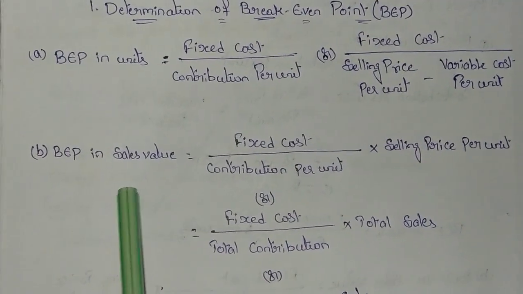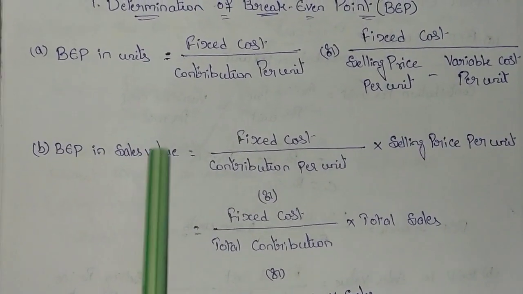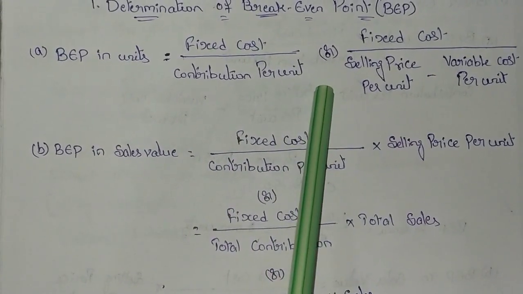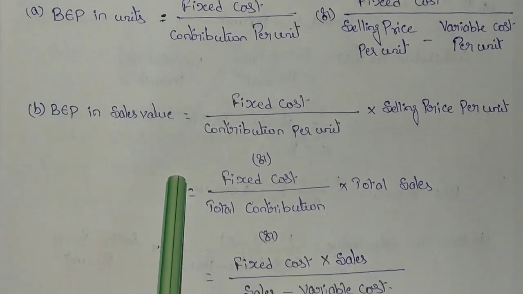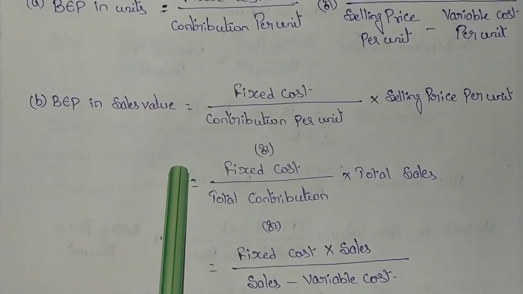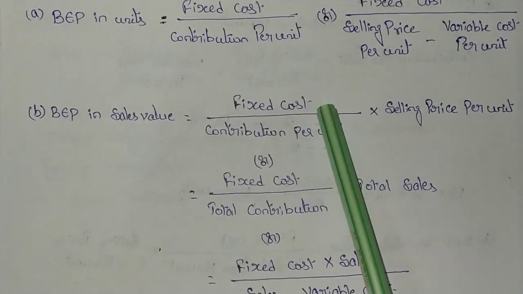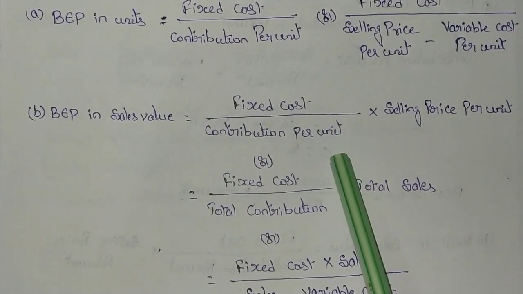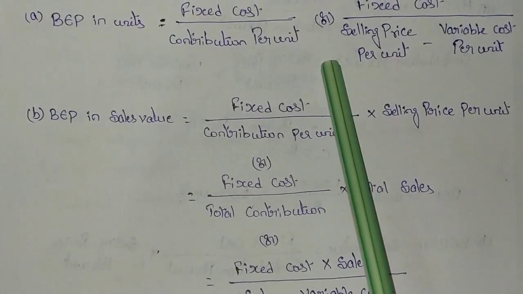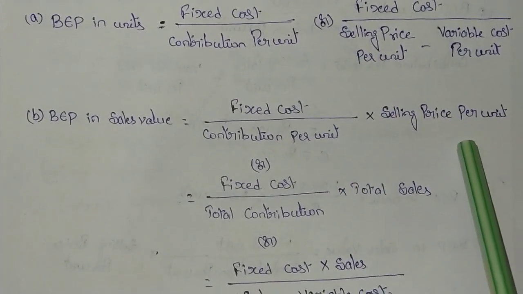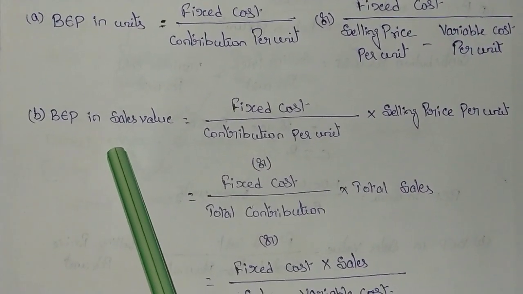Next we have the second formula, that is, break-even point in sales value. Under break-even point in units we are calculating the number of units. Here we will calculate the total value required for the break-even point. The formula is fixed cost divided by contribution per unit, multiplied by selling price per unit. Meaning, whatever units we calculate here should be multiplied with the selling price per unit. Then you will get the break-even point in sales value.